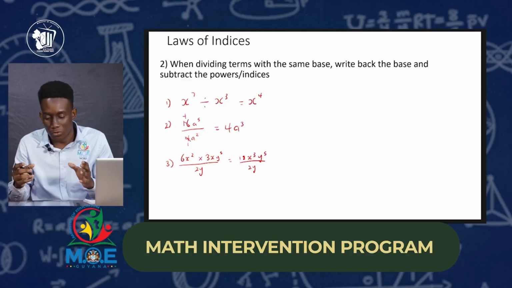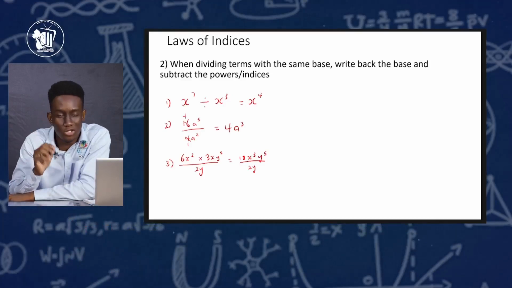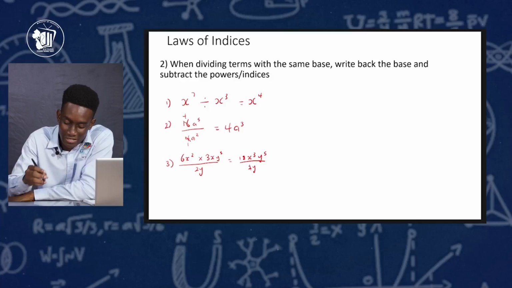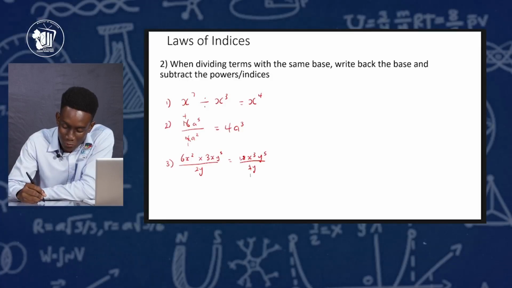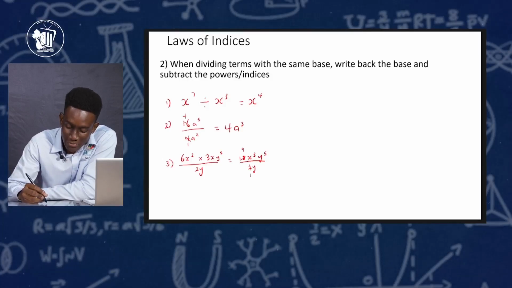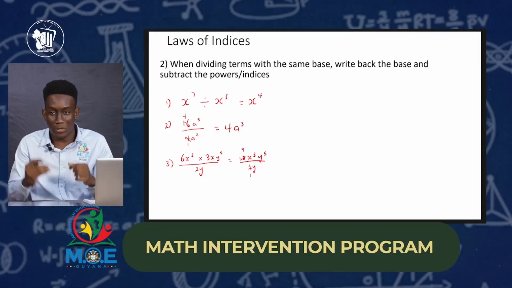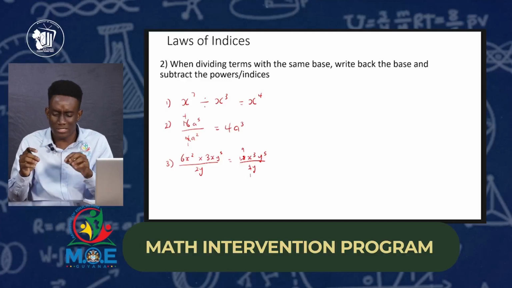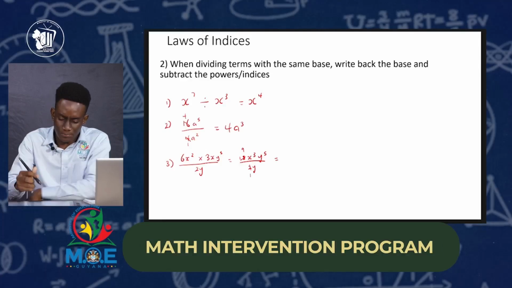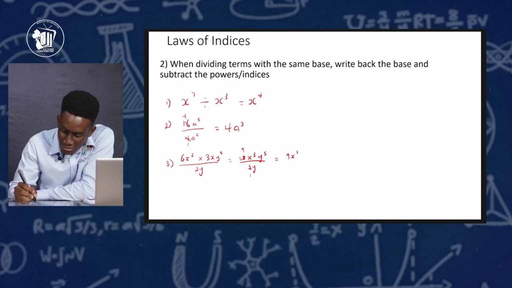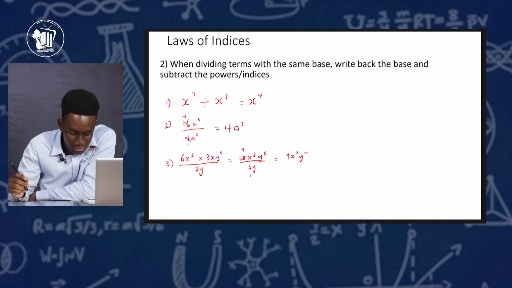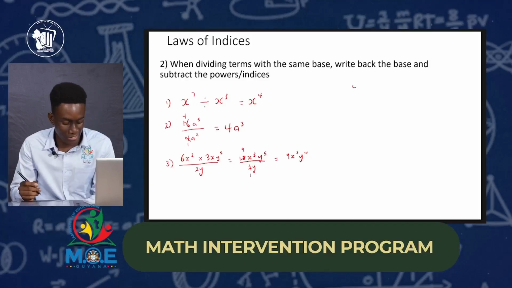Of course, we have to divide the numbers first. 18 divided by 2 would give you 9. And then we have y to the 5th divided by y. Those bases are the same, so we put back the base and we subtract 5 minus 1. So this will give us 9x to the 3rd, y, and 5 subtract 1 would give us 4. So when we simplify this, we end up with 9x to the 3rd, y to the 4th.